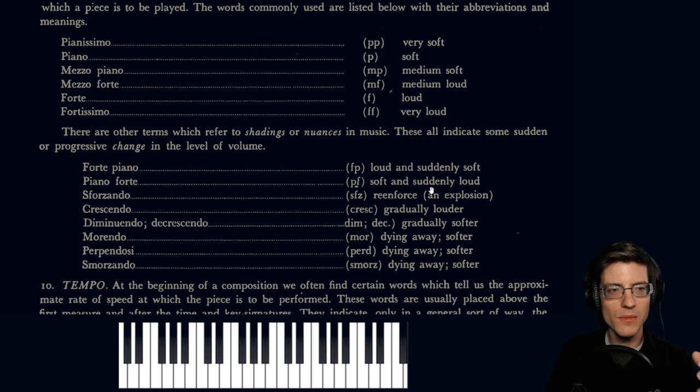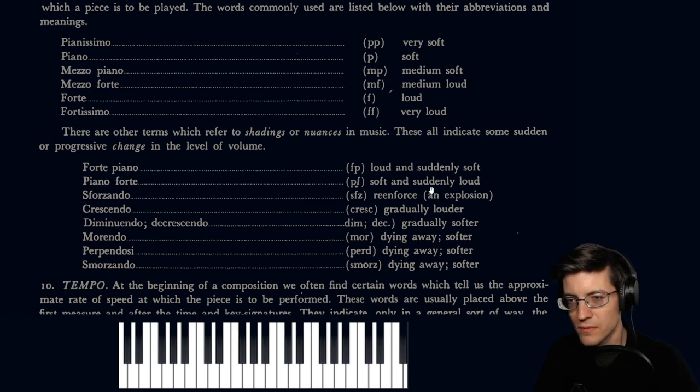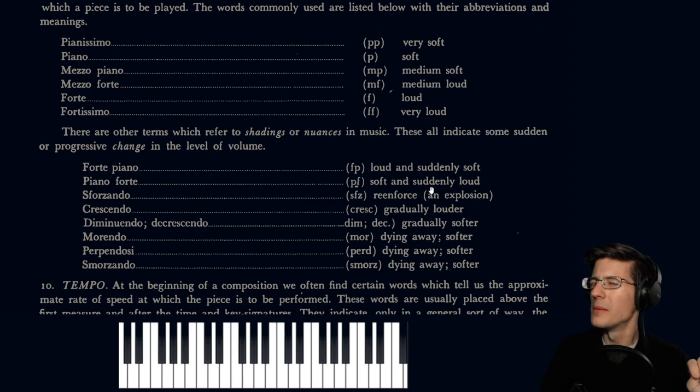It says here, there are other terms which refer to shadings or nuances in music. These all indicate some sudden or progressive change in the level of volume. Forte piano, this is FP, loud and then suddenly soft. That would have to be for some instrument that has an attack.